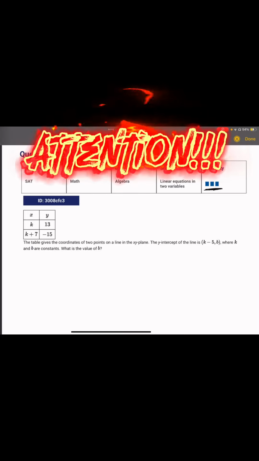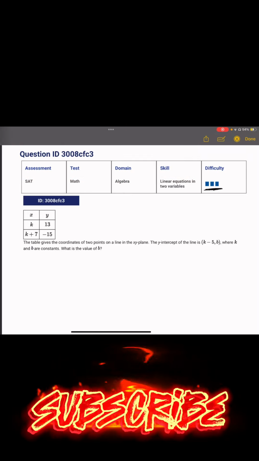The table gives the coordinates of 2 points on a line in the xy plane. The y-intercept of the line is (k minus 5, b), where k and b are constants. What is the value of b?